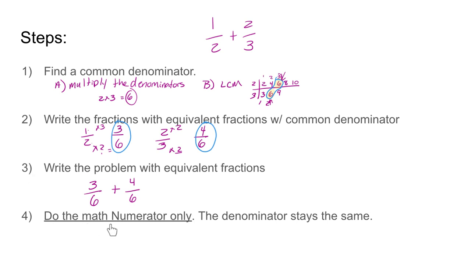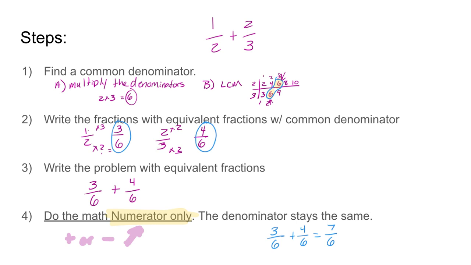Step number 4, I want to do the math on the numerator only. Okay, a very important part: numerator only, when I am adding and subtracting. So adding or subtracting, it's numerator only. The denominator is going to stay the same. So just to rewrite this problem over here so we can show each step. So I have 3 over 6 plus 4 over 6 equals 3 plus 4 gives me 7 over 6.